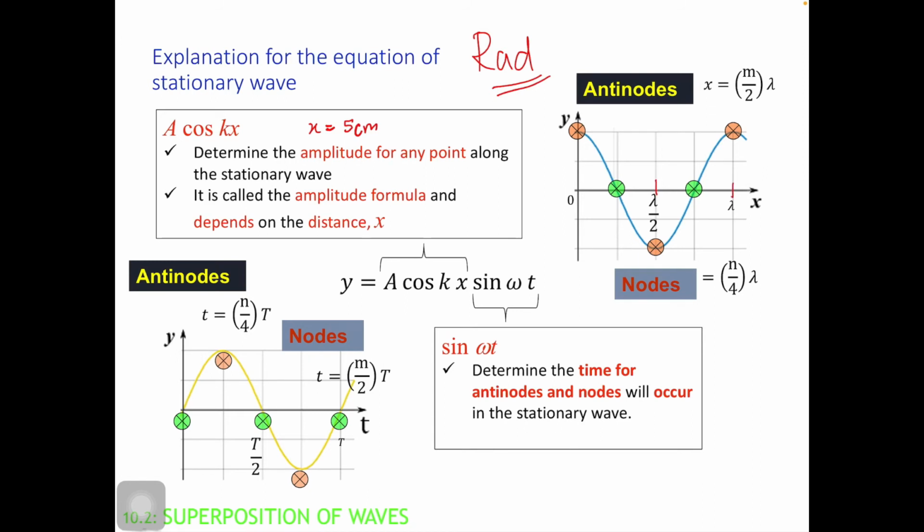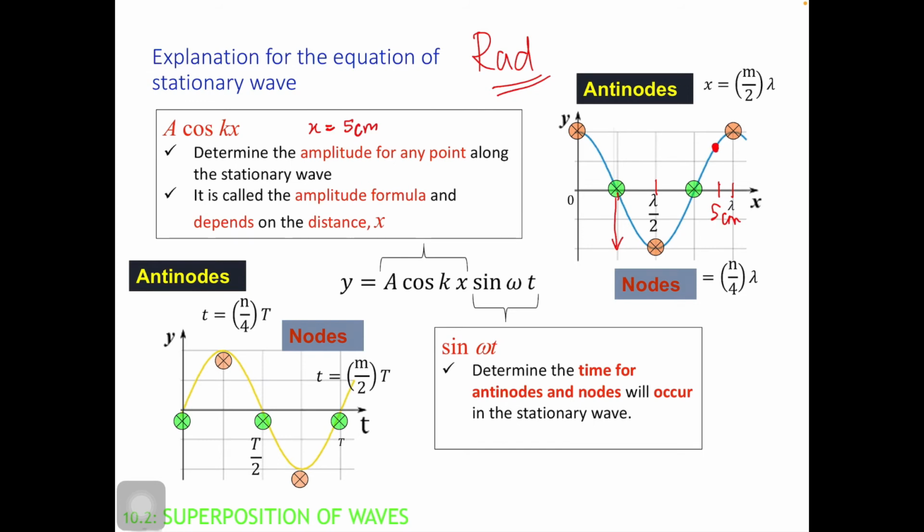Sama juga for nodes pula. Positions of nodes sama dengan n over 4 times lambda. So kalau the first node masukkan 1 je lah. So this will be the position of the first node, which is lambda over 4. So basically it's like that lah. Macam amplitude ni, kalau kita kata x 5 cm, contohnya sini 5 cm, kita nak tahu berapa ketinggian dia untuk Y dia, macam tu.